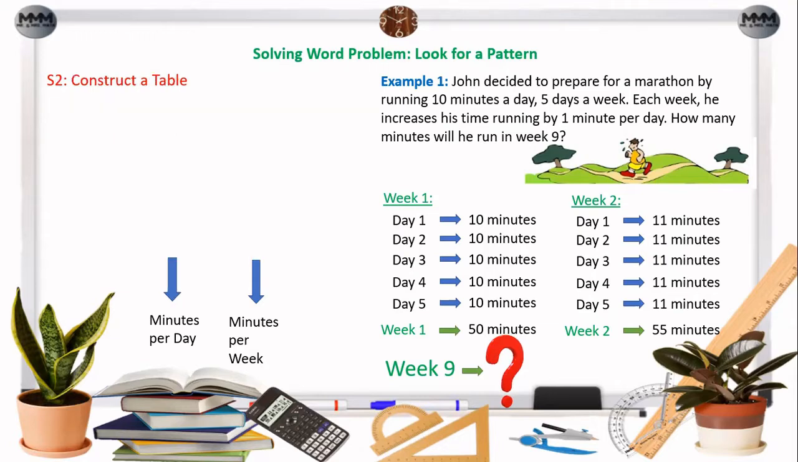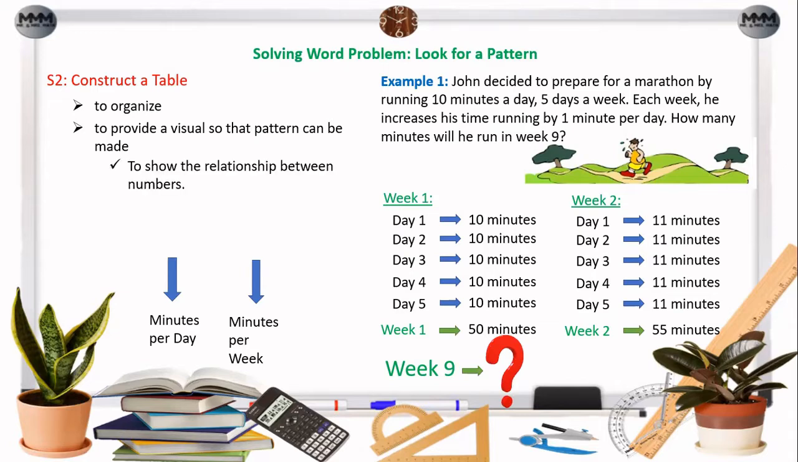So now let's proceed to our step number 2, which is to construct a table. Now, setting up a table and filling in the information given in the problem is a great way to organize things and provide a visual so that the rule of the pattern can be determined, where it shows the relationship between numbers. Another is we can decide the number of columns needed based on the number of variables.